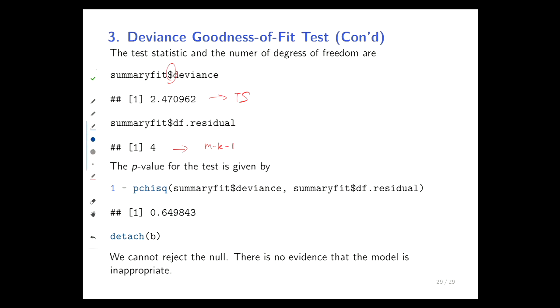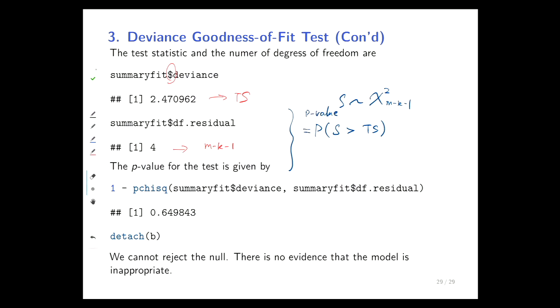So what's the p-value? The formula is in the previous page, but we can just write it down here. The p-value is the probability that some random variable S is larger than the test statistic, where this random variable S follows a chi-square distribution with m minus k minus 1 degrees of freedom. So that's the formula for the p-value.